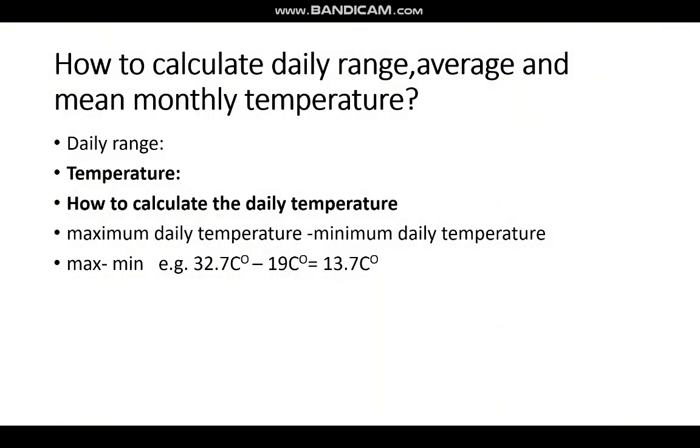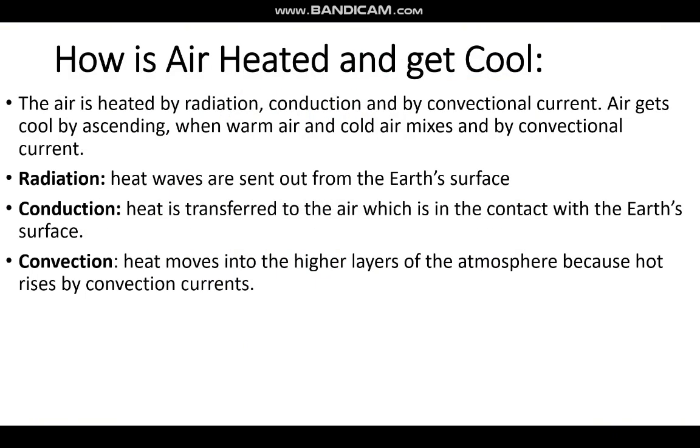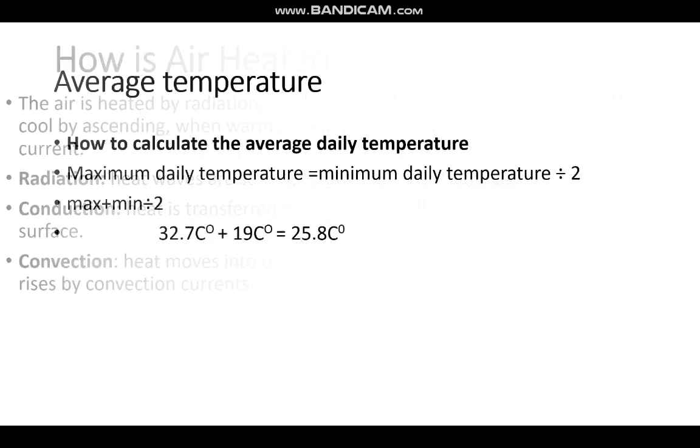Okay, the most important one is how to calculate daily range, average and mean monthly temperature. We have a formula for daily range temperature. We have maximum daily temperature and minimum daily temperature. We subtract the minimum from the maximum, and in return we have the daily range temperature. Then, how air is heated and gets cool. We have three processes: radiation, conduction and convection.